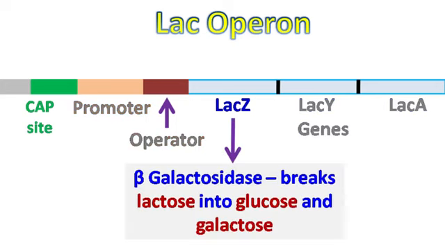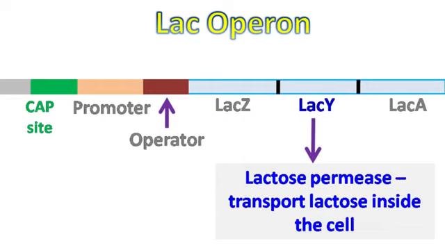The LacZ gene encodes the beta-galactosidase enzyme. This breaks lactose into glucose and galactose. The LacY gene encodes the lactose permease enzyme. This enzyme transports lactose inside the cell.